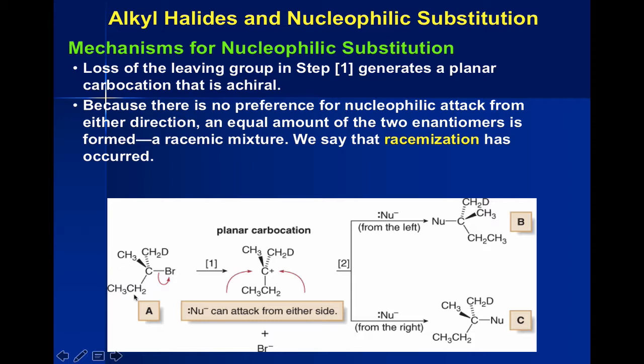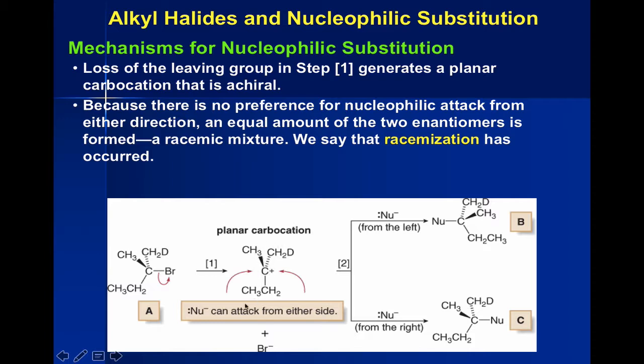If we take a chiral tertiary alkyl halide, here we've got a bromide, a CH2D, a CH3, and a CH2CH3. So an ethyl group, a methyl group, and a deuterated methyl group. So this is a chiral center. When the leaving group leaves, if we imagine that leaving group completely leaving and getting totally out of the way, we would have a trigonal planar carbocation, shown here.